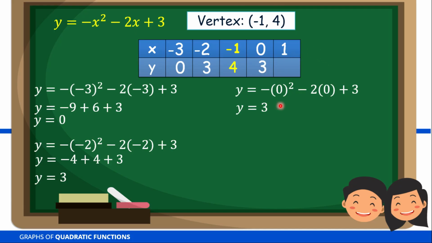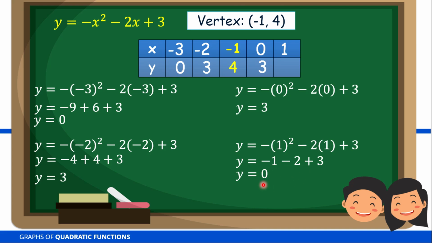Last, we have positive 1. Ipalit natin sa variables ng ating quadratic function. It will become y is equal to negative times the square of 1 minus the product of 2 and 1 plus 3. Simplify natin, 1 squared, that is 1 times the negative, we have negative 1. And then, negative 2 times 1, we have negative 2 plus 3. Kopya lang si positive 3. Simplify, negative 2 minus 2, we have negative 3 plus 3. Answer is 0. So kapag ang x ay 1, ang y ay 0.